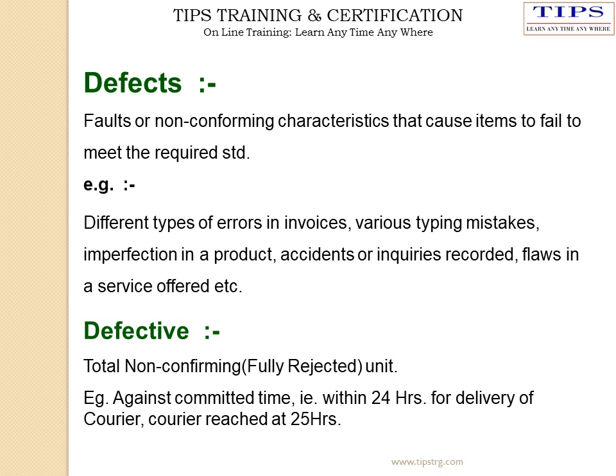Whereas, what is defective? Defective is total non-conformity in terms of functions. It means it is a fully rejected unit. Example, against the committed time, that is within 24 hours for the delivery, a courier reaches at 25 hours, which is a fully defective case.